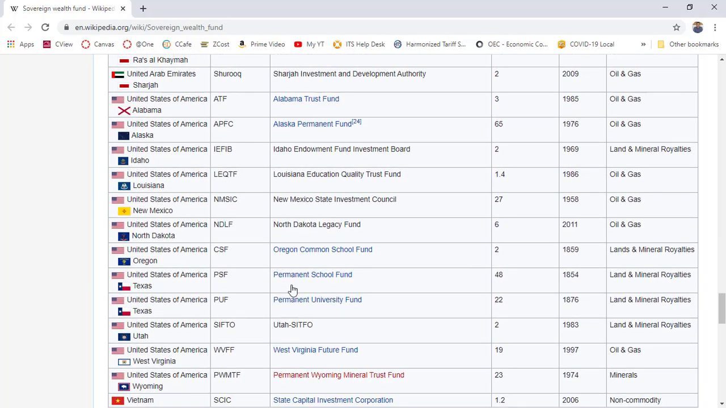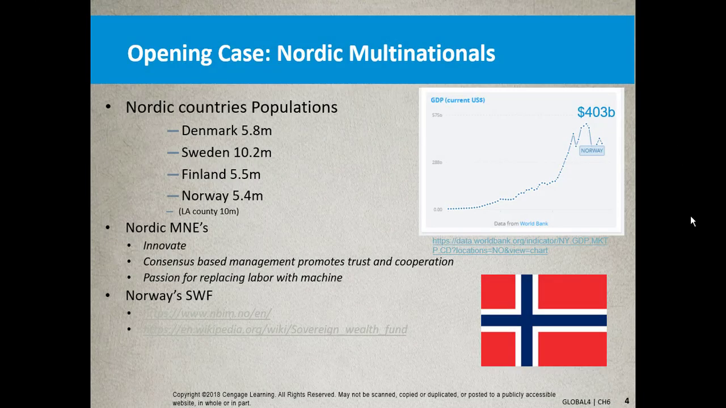The US as a nation does not have a sovereign wealth fund, but some states do, right? So California, we don't have one. But if you look at all the sovereign wealth funds here, it looks as though, there we go, Alaska has got the biggest one, right? $64 billion that comes from oil and gas. I believe Texas has the oldest one, 1854. Look at that. 1854, land and mineral royalties at $48 billion. So just wanted to kind of bring you up to speed on that one.